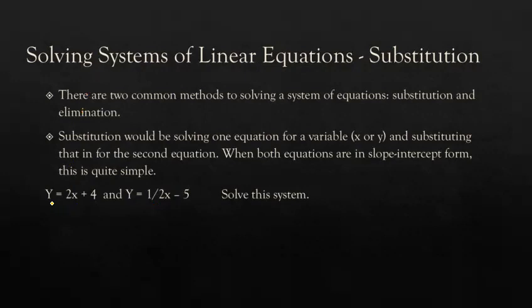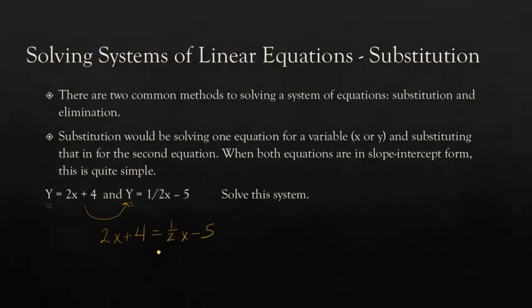Both of these equations have a y equals something. So it would be very easy for us to put in the 2x plus 4 where the y is in the second equation. Because it's equal to y in this equation, we could substitute it in for the y in this one. So I would say 2x plus 4 is equal to 1/2 x minus 5.